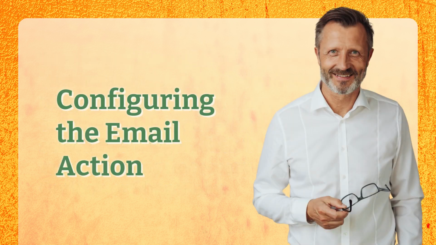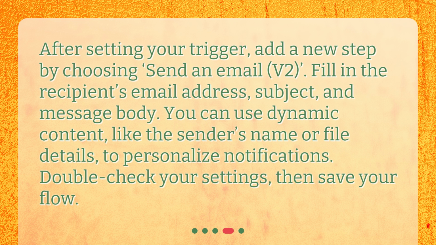Configuring the email action. After setting your trigger, add a new step by choosing Send an Email v2. Fill in the recipient's email address, subject, and message body. You can use dynamic content like the sender's name or file details to personalize notifications. Double-check your settings, then save your flow.